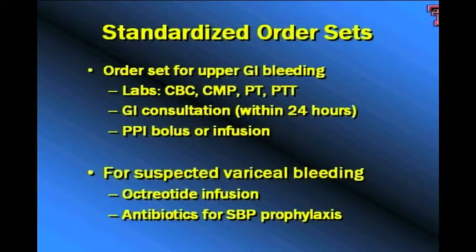metabolic profile, PT, PTT, INR, early GI consultation for upper endoscopy, and also a specific management approach, including proton pump inhibitor infusion or bolus. For patients with suspected variceal bleeding, the order set also includes the use of octreotide infusion and also an antibiotic prophylaxis regimen, for example, ciprofloxacin or ceftriaxone.